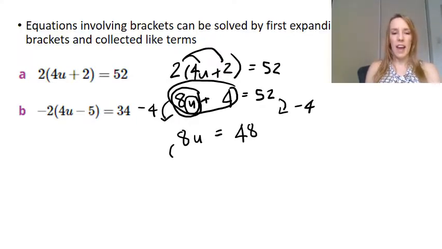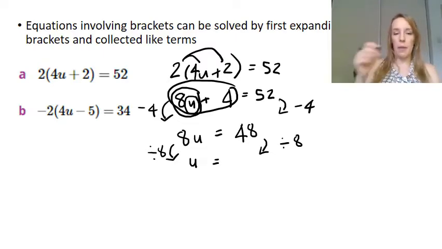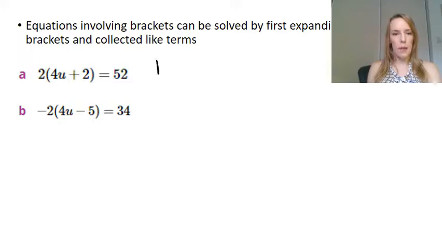Then we want to get rid of the 8, and it's 8 times u, so the opposite of that is to divide by 8. So we'll divide both sides by 8. So 8u divided by 8 is just going to give us 1u, so just u, and 48 divided by 8 is going to give us 6. So u equals 6. Remember, if we want to check our work, we can substitute it back into the original equation to make sure we got the right answer there. Okay, so we'll clear that one and we'll do B.